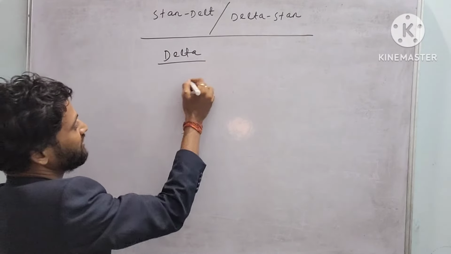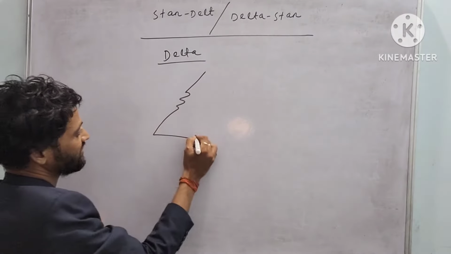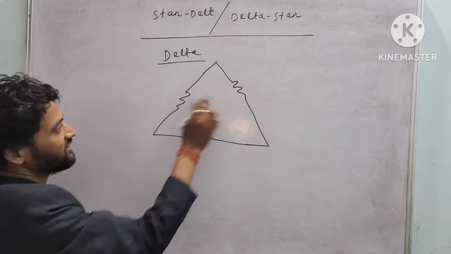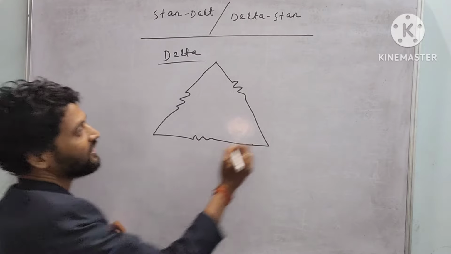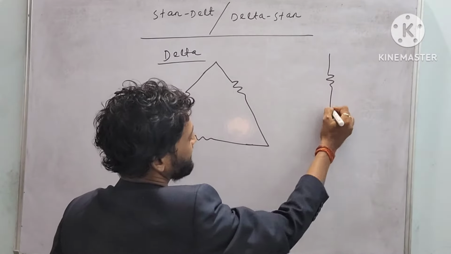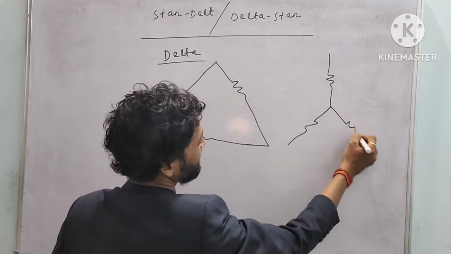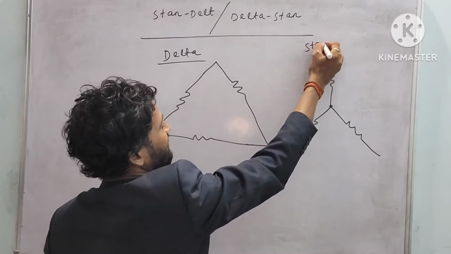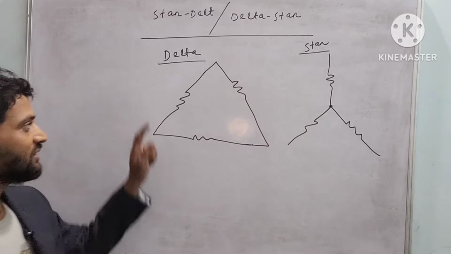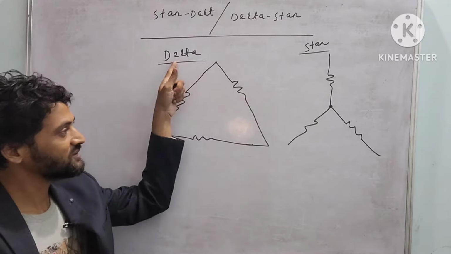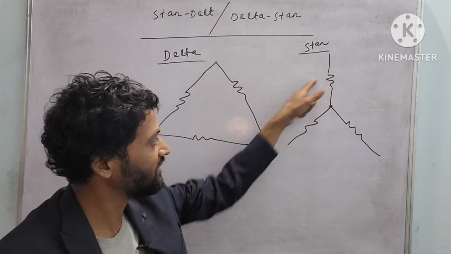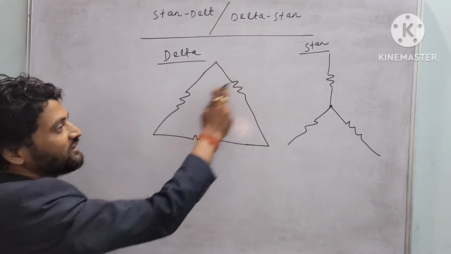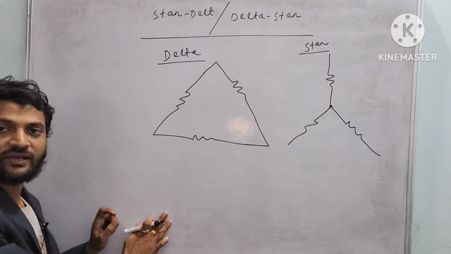Delta circuit क्या होता है देखो. Let there are three resistance connected in this fashion, that is called delta connected circuit. And if three resistance are connected in this fashion, that is called star connected network. ये हो गया डेल्टा एलिमेंट ऑफ द डेल्टा सर्किट, ये हो गया स्टार एलिमेंट ऑफ द स्टार सर्किट. सो ये डेल्टा सर्किट, ये स्टार सर्किट, राइट.